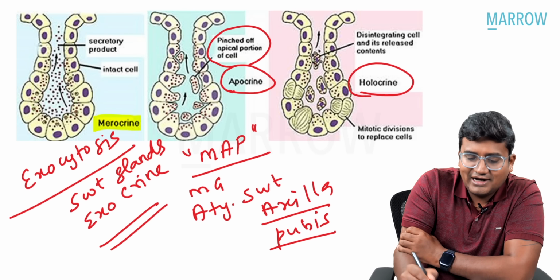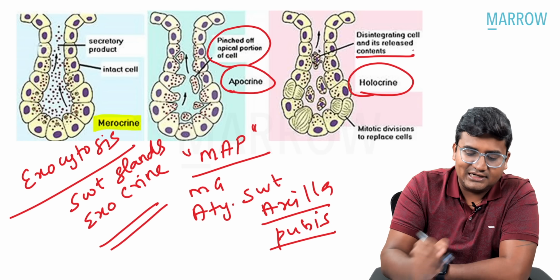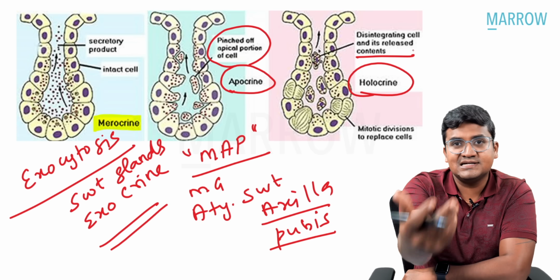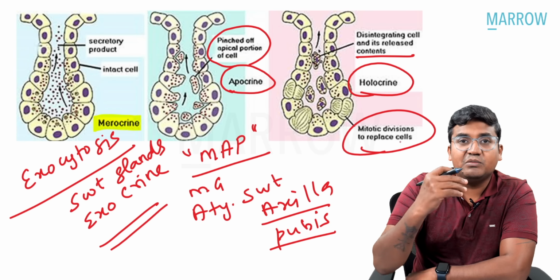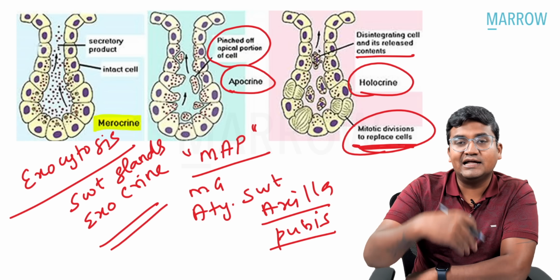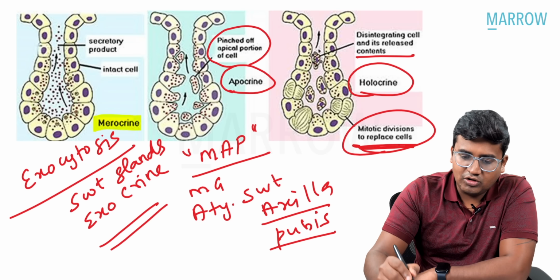Now next to holocrine gland. Holocrine gland means the whole cell will disintegrate and release the content. So the whole cell disintegrating means we need to replace the disintegrated cells. So you will see many layers of cells and the basal cells are mitotic and they replace the disintegrated cells. Okay, that is our holocrine gland.